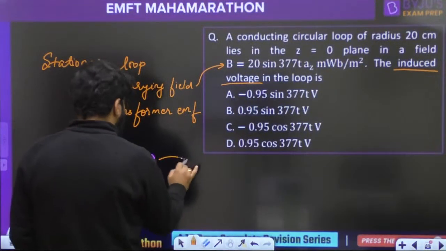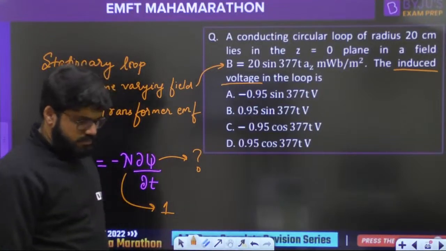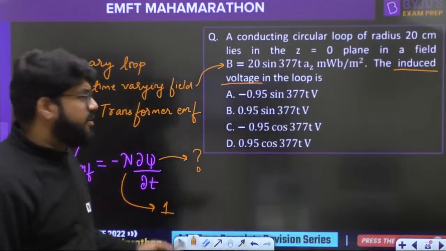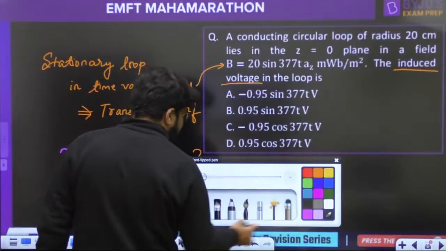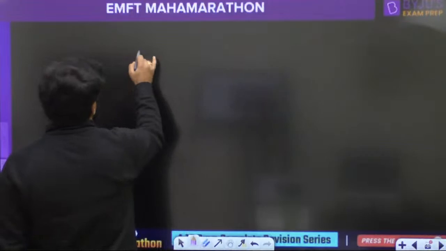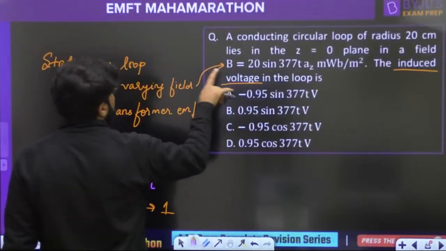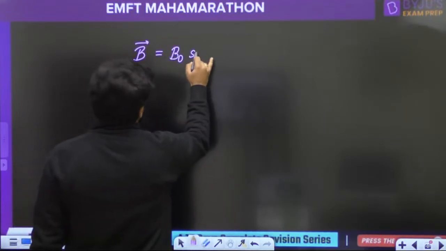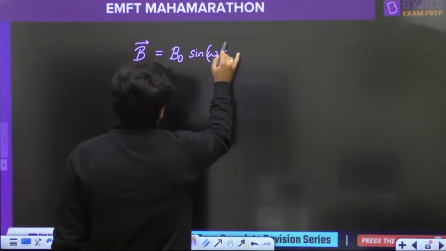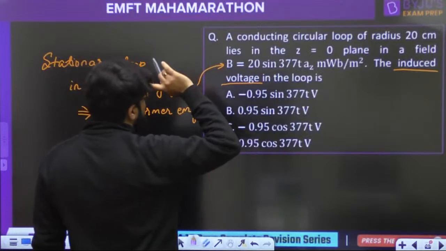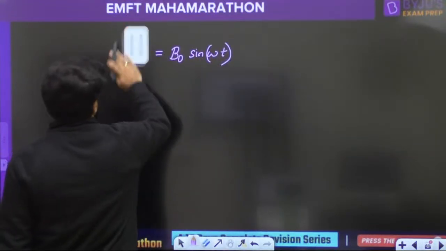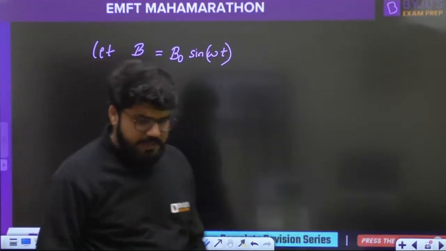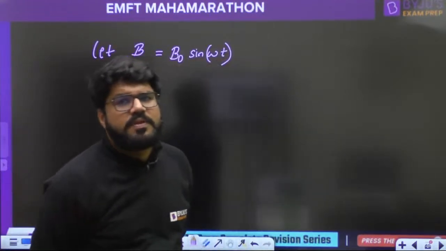Now, how are you going to calculate the xi? Try to understand. Let's make it a general formula. This can be asked sometimes in the exam. What is B? B is 20 sine 377 t. So let's say B is equal to B naught sine omega t. We have simplified it. So let B be equal to B naught sine omega t, right?